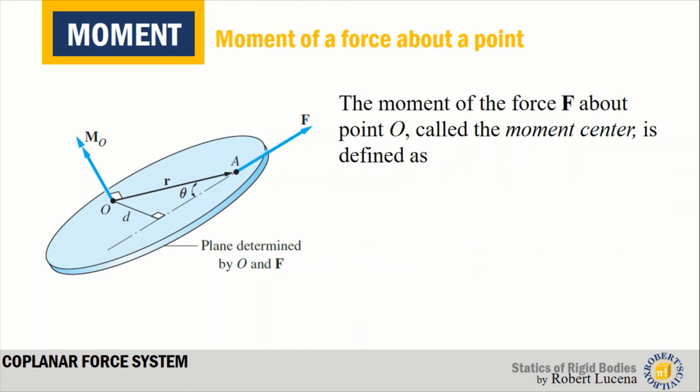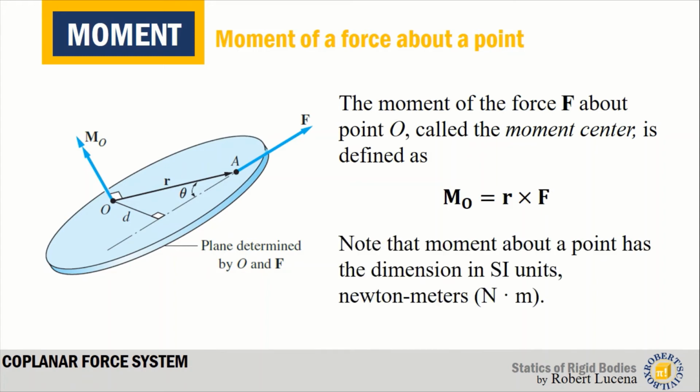So the moment of the force about point O now, point O is called the moment center, and the moment of the force F about point O is defined by its cross product. So the moment MO caused by vector force F is the cross product of vector R and the vector F. Note that the moment about a point has the dimension in SI like Newton meter, because it is force times distance, so that is moment.